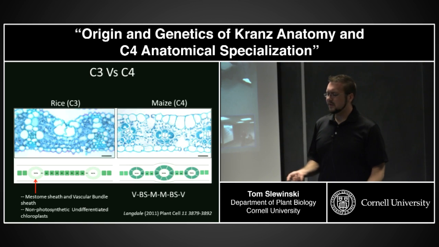And when we look at engineering C4s, how do we increase the vein density? How do we get the proper cell-cell interactions needed between the bundle sheath and mesophyll into rice? And also activate the photosynthetic system in the bundle sheath. So there's still a lot we didn't know.